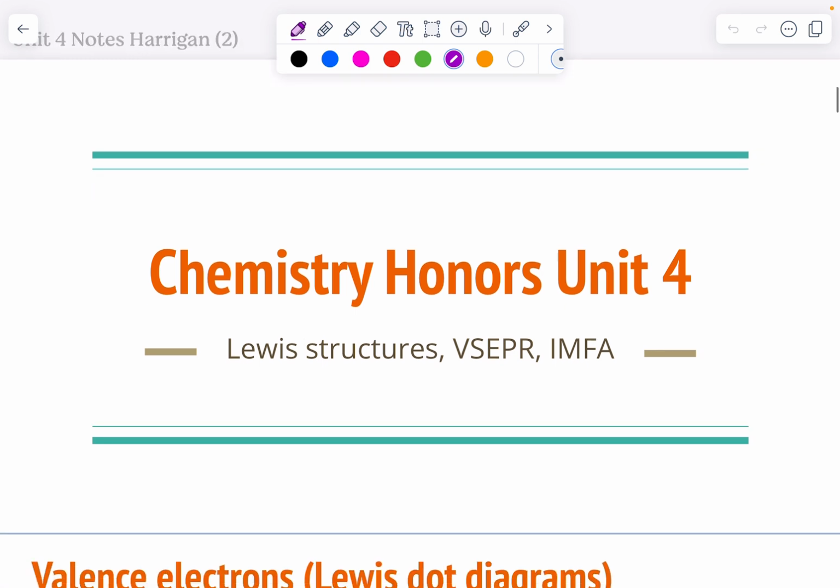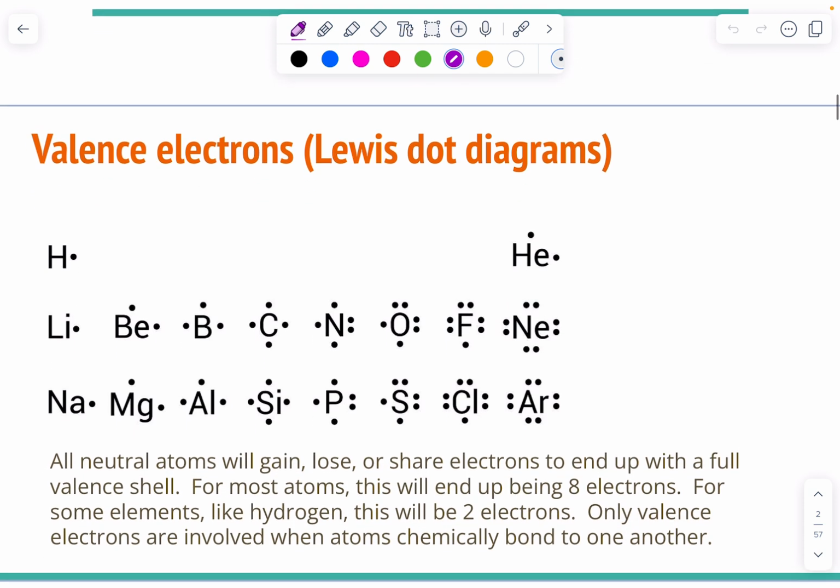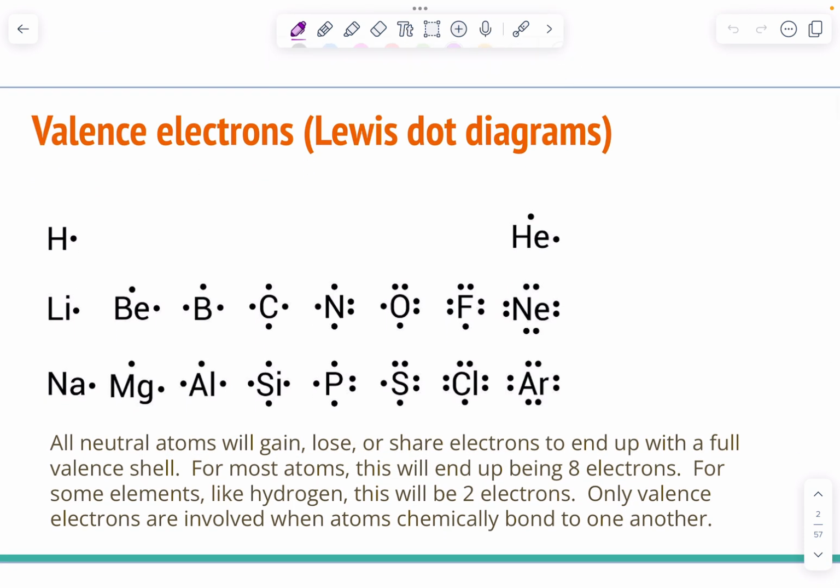What we're going to start with is a review of valence electrons. You may remember at the beginning of Unit 3, we talked a little bit about dot diagrams and the difference between ionic and covalent bonding. In this unit, we are strictly looking at covalent bonding and molecular compounds. These are atoms that are only going to share their valence electrons.